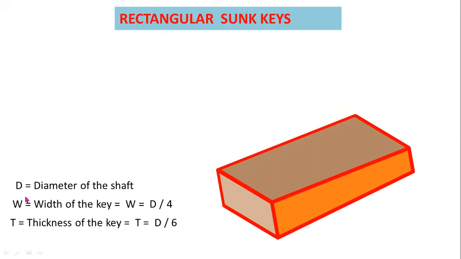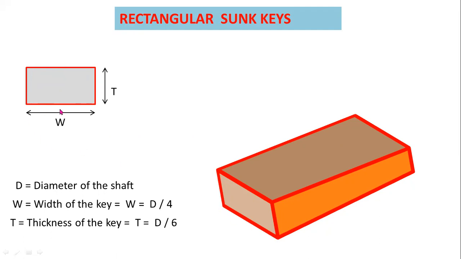Here, capital T is the diameter of the shaft and W is the width of the key. This is the width of the key and T is the thickness of the key. Okay, this is the cross section. Here, you can observe this is the cross section of the key.